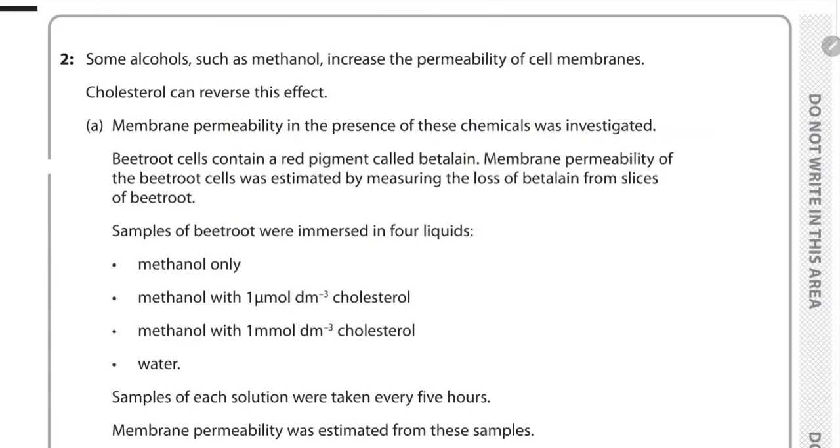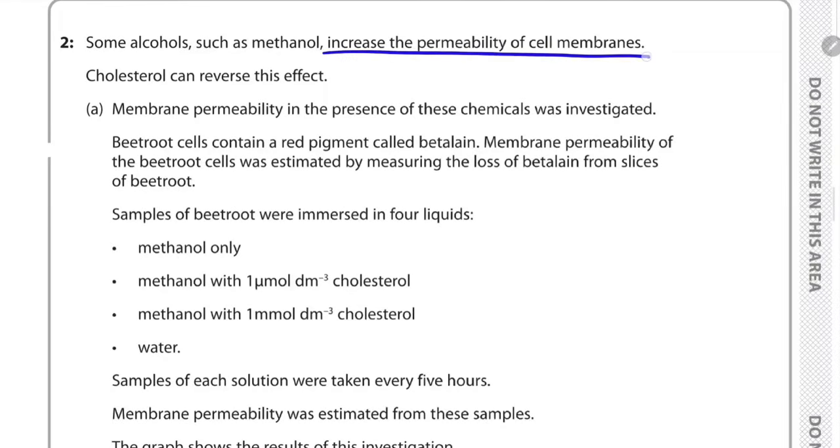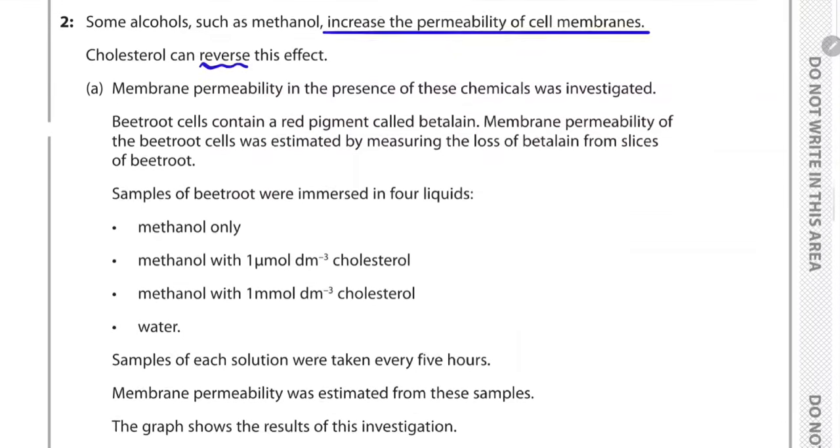Moving on to the next question. Some alcohols such as methanol increase the permeability of cell membranes. Cholesterol can reverse this effect. This is already a piece of information that we already know in our syllabus. Membrane permeability in the presence of these chemicals was investigated.